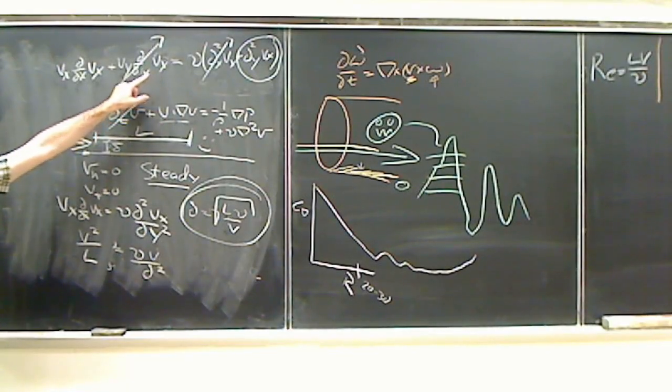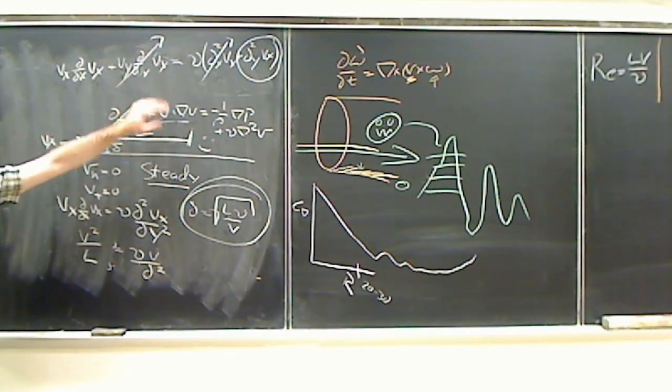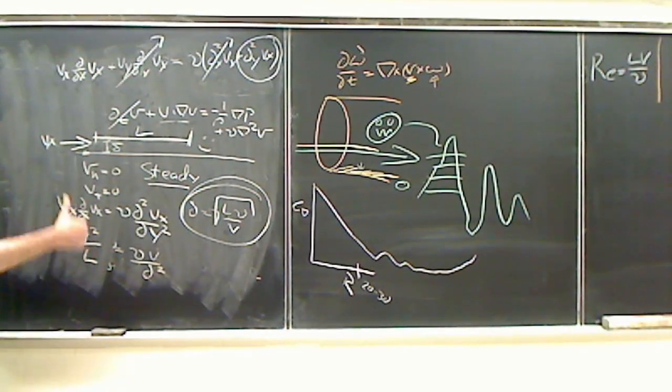Gradients in y and vx are not huge, but mostly the vy term is really small. So this term goes away. We're not pushing velocity up this way with velocity. That's what this term says.